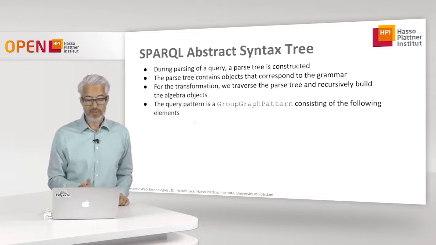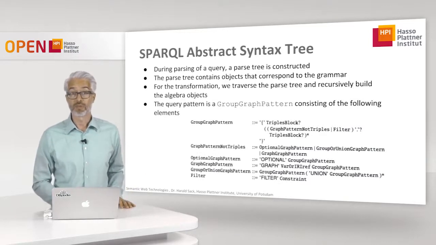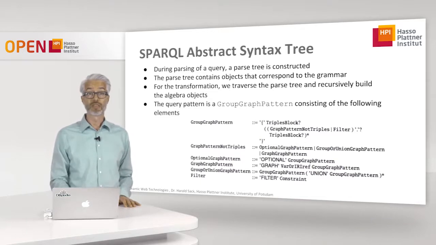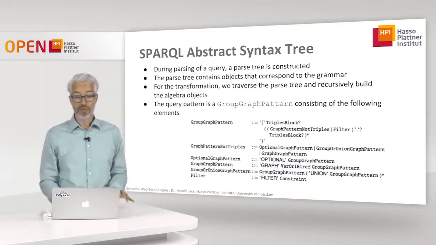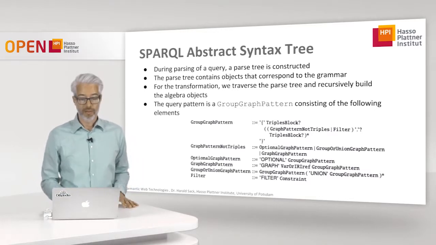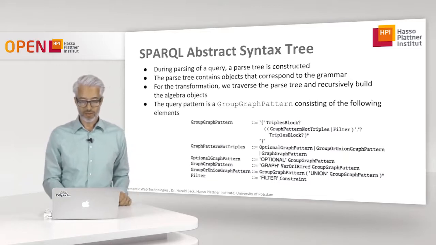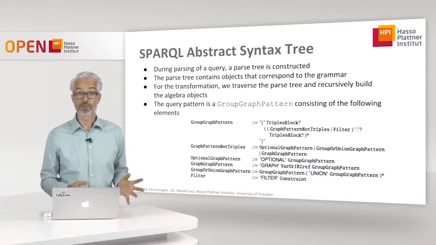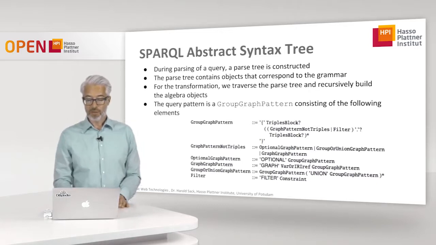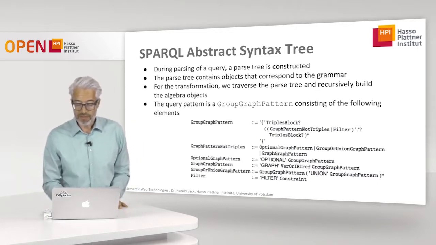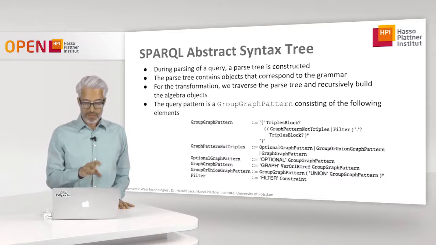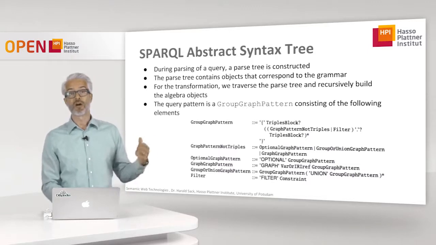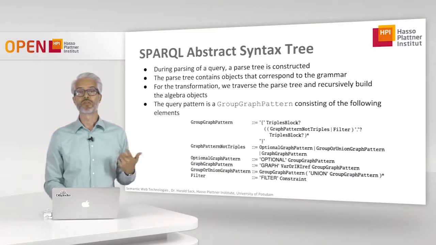The main part, or the most interesting part within the query of our SPARQL expression, is usually the graph patterns in the where clause. Here I have the fraction of the grammar that is used to define what happens in the where clause. Usually you have a so-called group graph pattern, which consists either of a triples block followed by a graph pattern not triples block, or a filter expression, or again a filter block. And this graph pattern not triples can be an optional graph pattern block, or a group or union graph pattern, or a graph graph pattern.